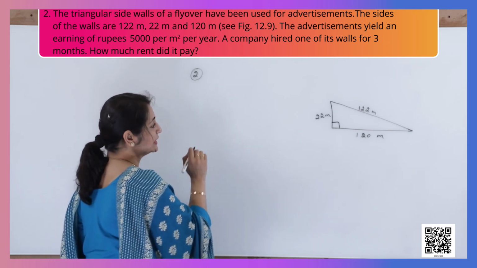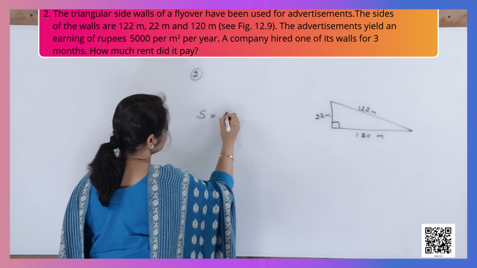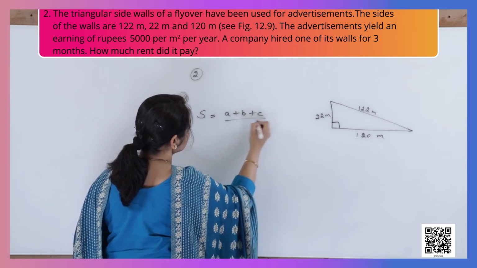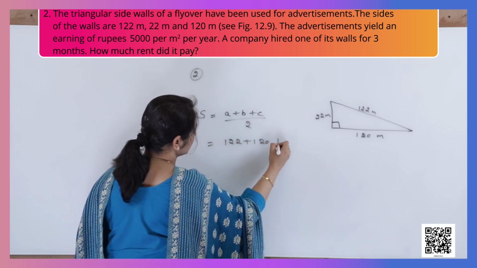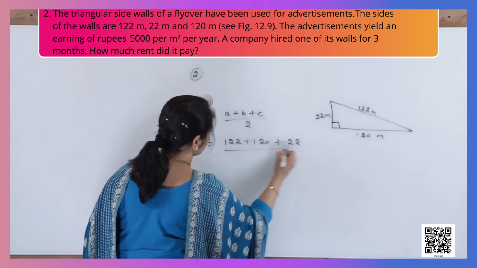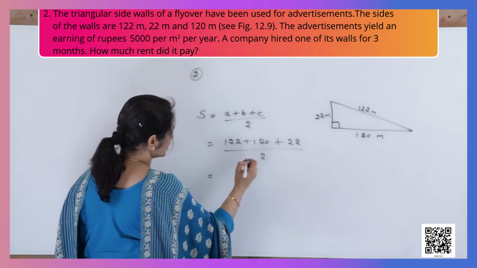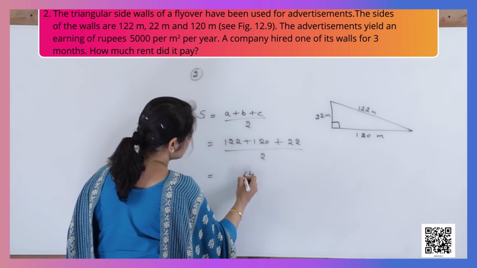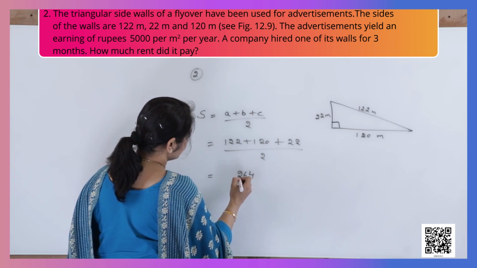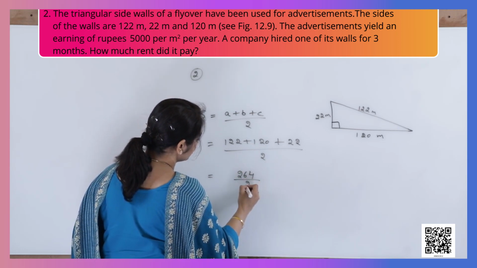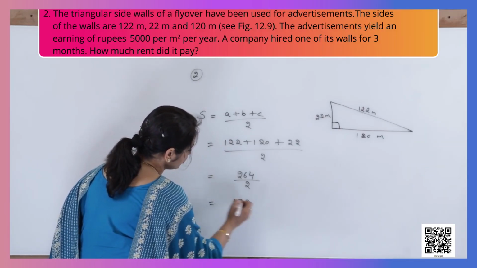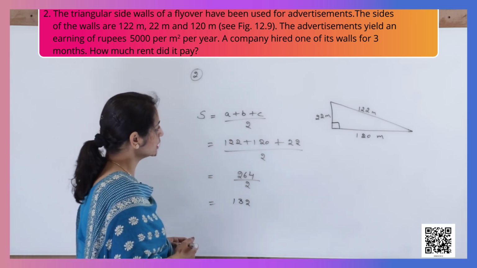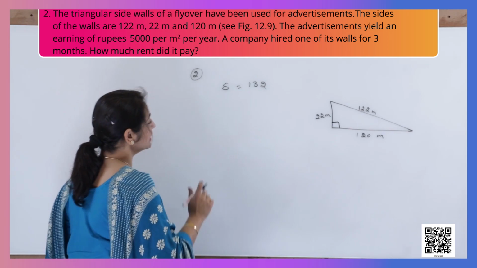For that, we will need the semi-perimeter first. S will be equal to A plus B plus C upon 2. That is 122 plus 120 plus 22 upon 2. It will give us 264 upon 2, which is equal to 132. So semi-perimeter is 132. Now for area, let's use Heron's formula.